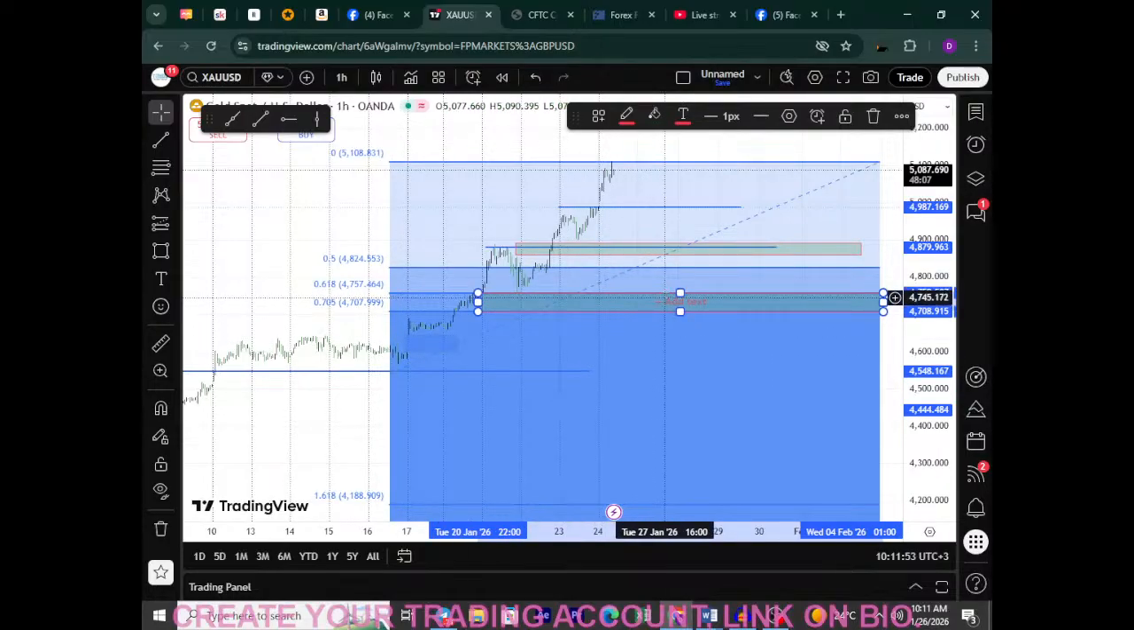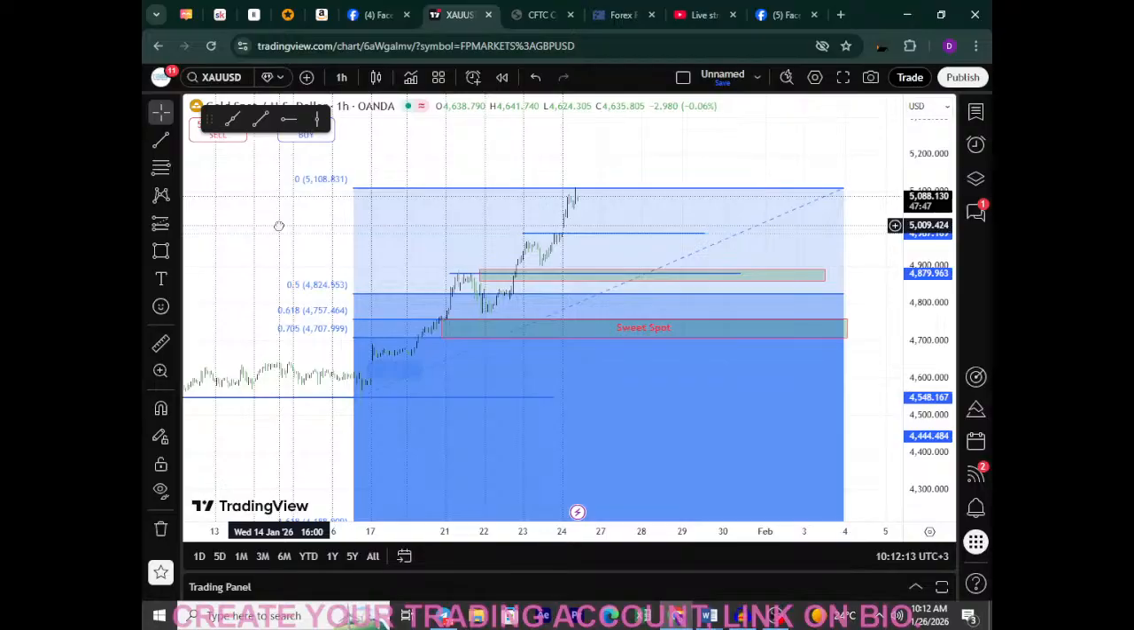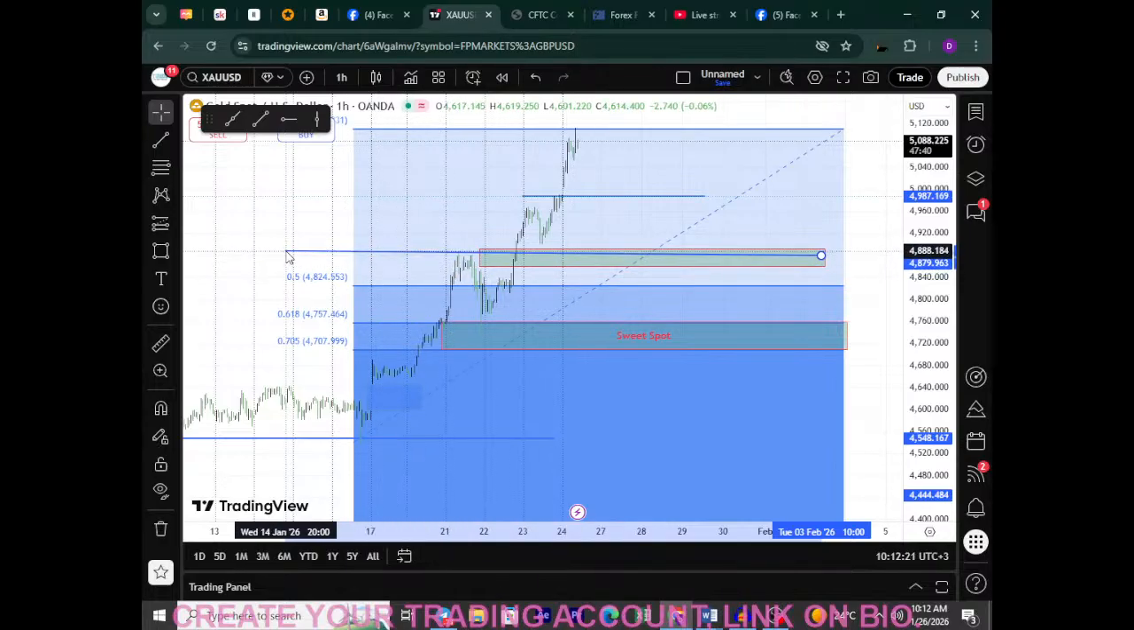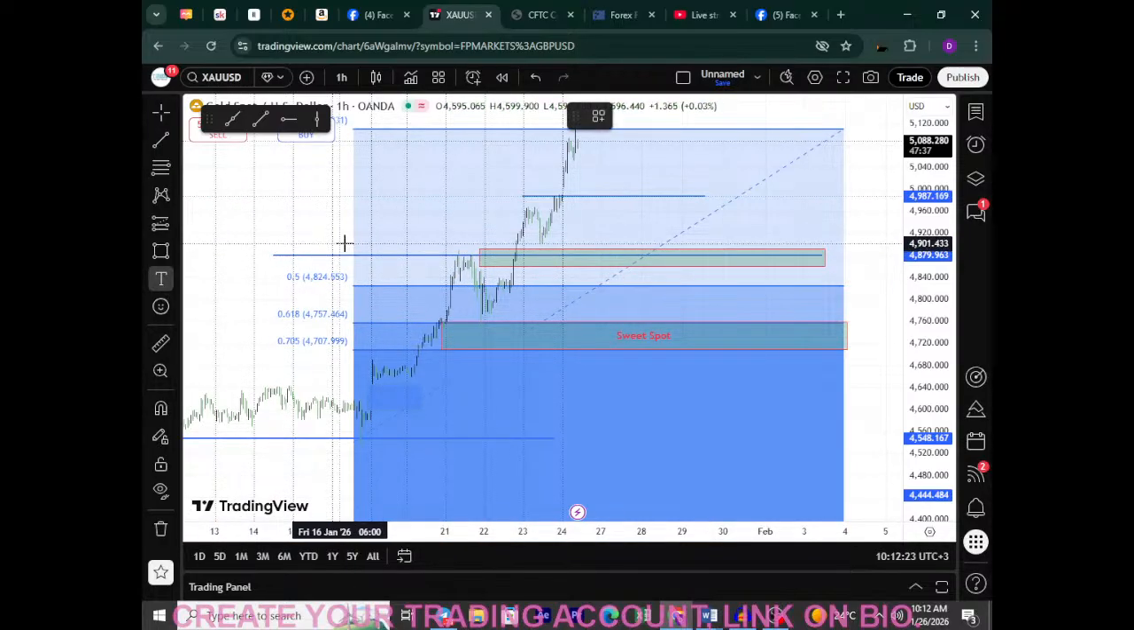So if price can get to this level, that is where the alerts come in. That is where the alerts come in. So this is a sweet spot level. This also is a sweet spot level. And remember, it's also a mitigation area. Mitigation blocks area.